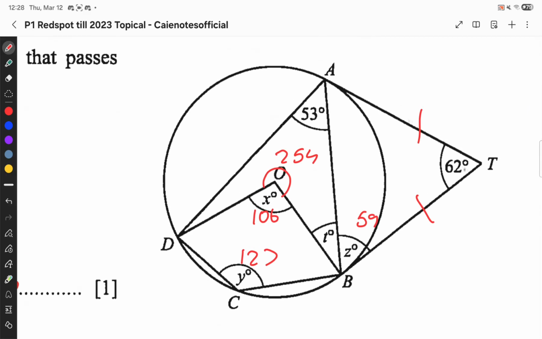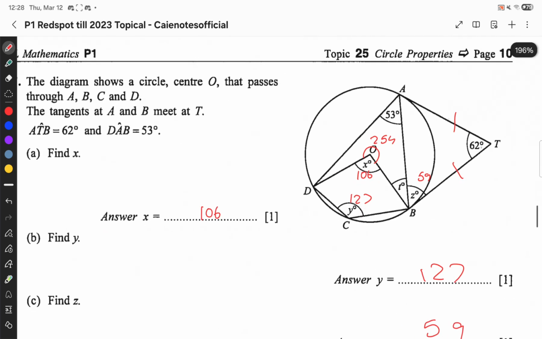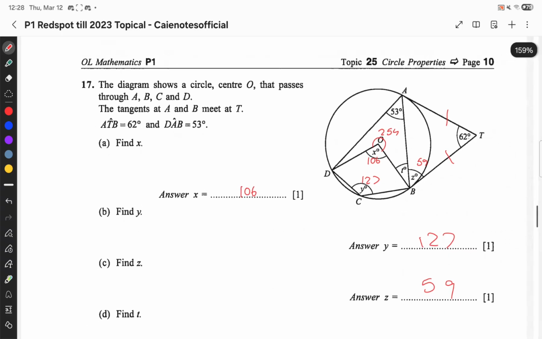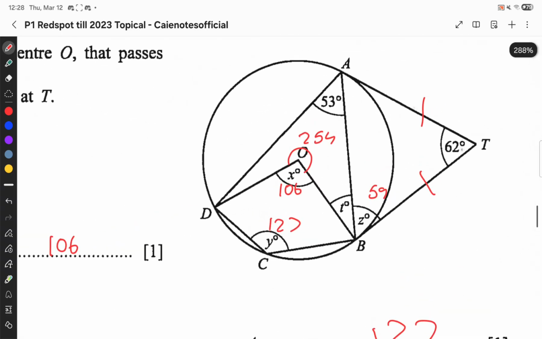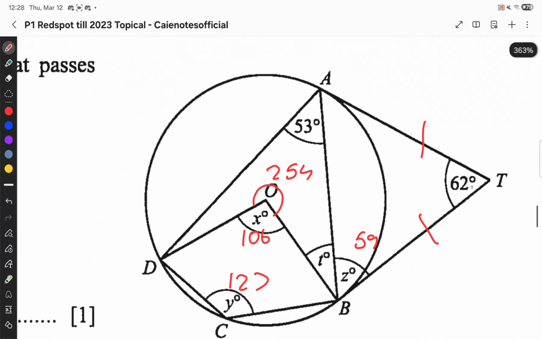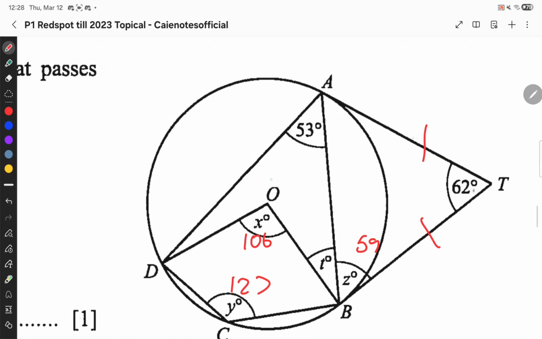To find the angle T, we know that it is made by a few things. Tangents, this stuff, that stuff. We can draw this like so. Let's just remove this reflex.